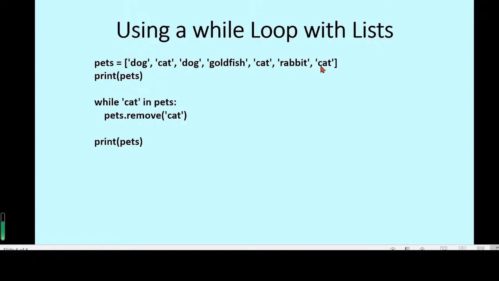The cat occurs 3 times here. Then we can write a while loop. So while cat in pets, then we will remove cat. So while cat in pets means while cat exists in this list, if cat still exists in this list, then we'll remove this cat. So until there are no cats in these pets, the while loop will be finished.